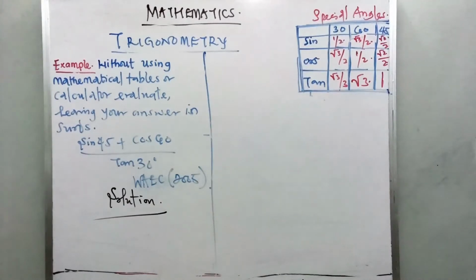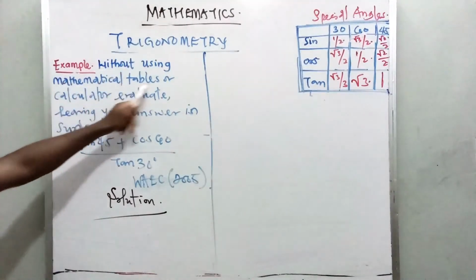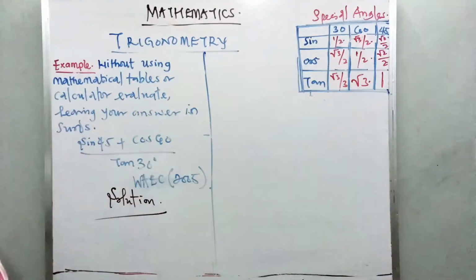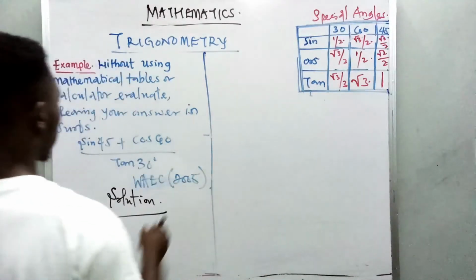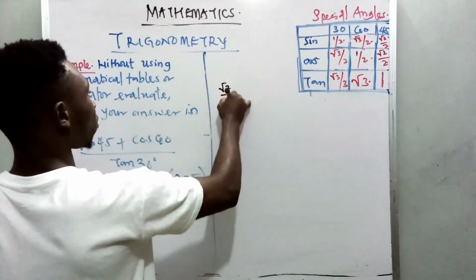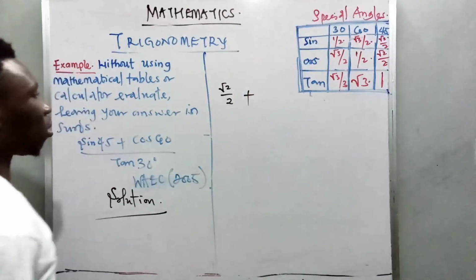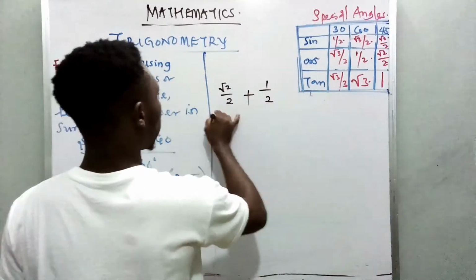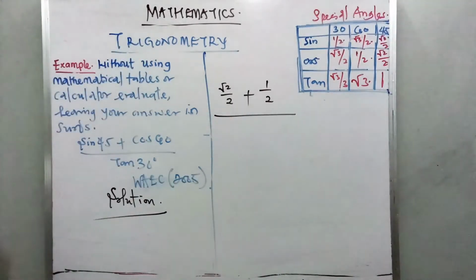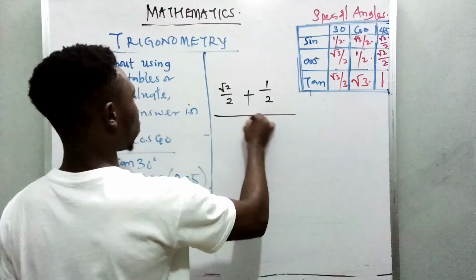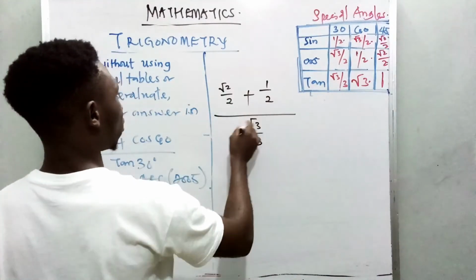So still on it. Without using mathematical tables or a calculator, evaluate. That was sine 45. So sine 45 here is root 2 over 2 plus cos 60. Cos 60 is 1 over 2, divided by tan 30. Your tan 30 here is equal to root 3 over 3.